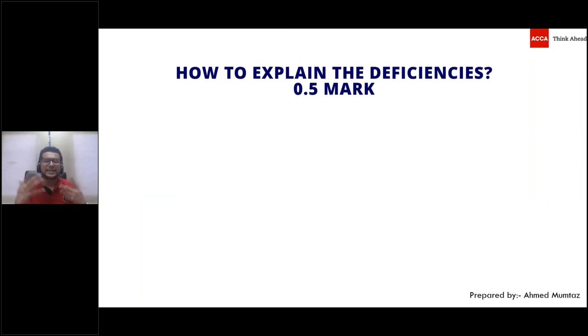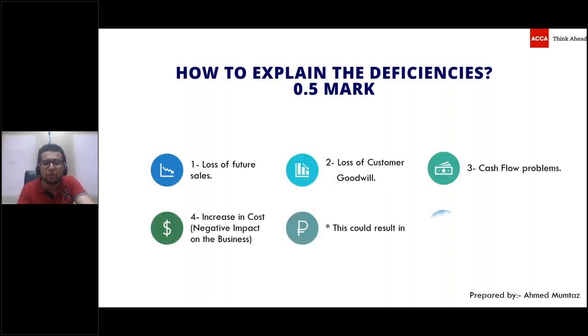So I need to teach you 6 things, right? And I'm done with the first, and that is how to identify the deficiency. Let's go to number 2, which is how to explain the deficiency. Now, in order to explain the deficiency, you have to use such wordings.